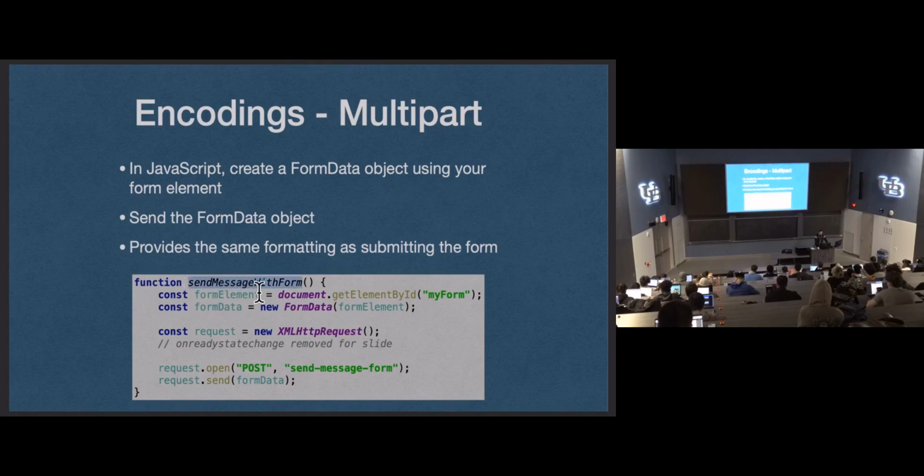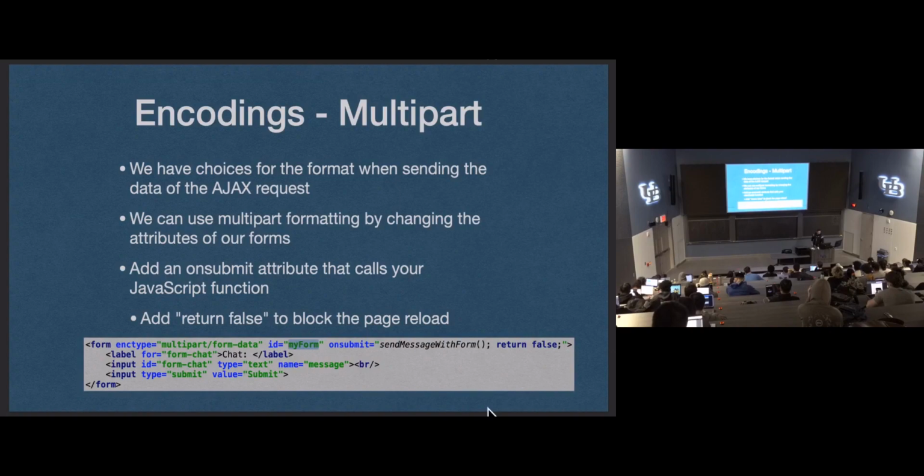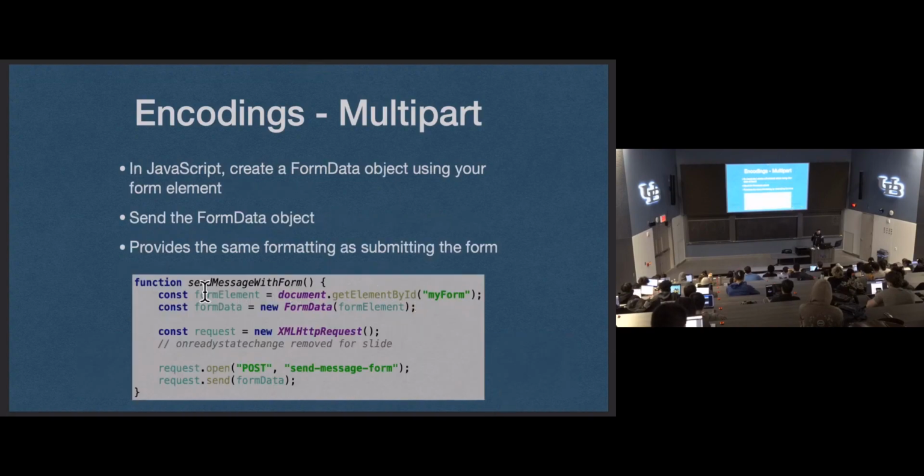In JavaScript, in my send message with form method, I'm going to remove all the ready state changes. That's just for the slide, to make it more compact. But we have our post request to some path. And this form data: if you want to read the data from your form, we can get the element for our form, where our form had ID my form. We can get that element and then create a new form data object with that element as an argument in the constructor. That's going to give us all that data in a format that send is just ready to take and then fire off that request.